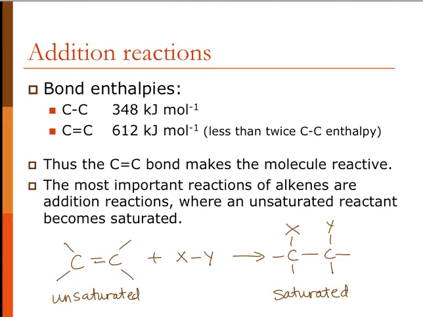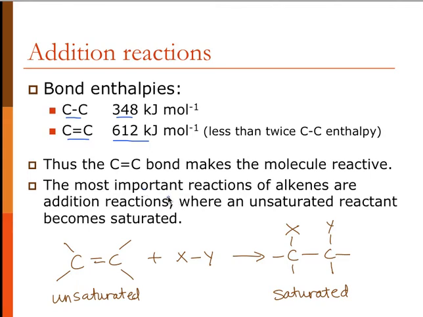Okay, so if we talk about addition reactions with the alkenes, we see that the bond enthalpy of the C single bond carbon is 348 kilojoules per mole, but the double bond is 612. So this is less than that single bond. Okay, so the double bond between two carbons makes this molecule more reactive.